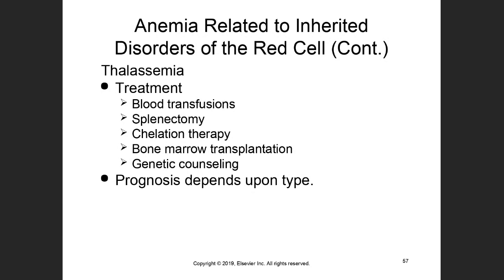chelation therapy. Chelation therapy is due to the blood transfusion, okay? Because when you transfuse blood to the patient, you are giving a lot of iron to the patient, and then the patient may develop hemochromatosis. Hemosiderosis is a condition where you accumulate too much iron in your body, and then you have to give a chelating agent to remove the excess iron. Bone marrow transplant and genetic counseling, always genetic counseling to those patients.